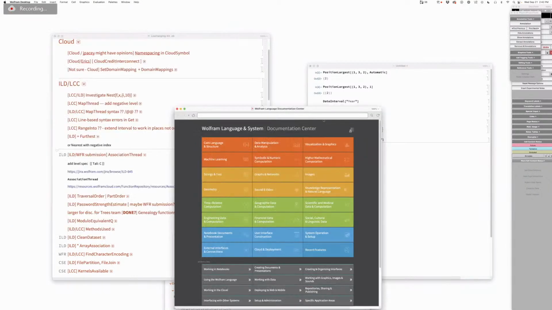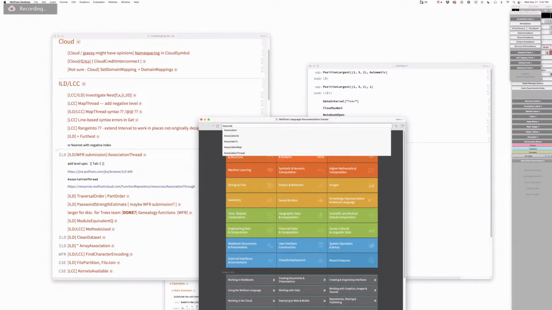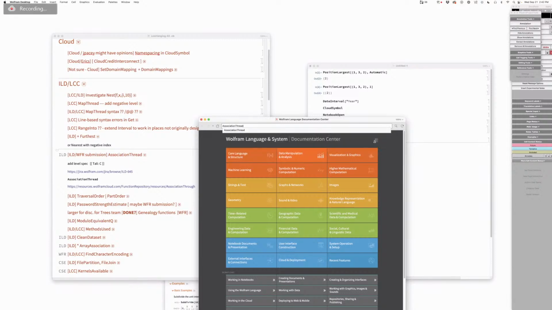Association thread. Don't we have this now? I think it's specifically about adding a level spec, which I don't know if that makes any sense. And there's one usage of association thread that I think doesn't make any sense. You mean one usage that already exists? Yes. It can be a rule or it can be two arguments. You don't like the rule, I guess.